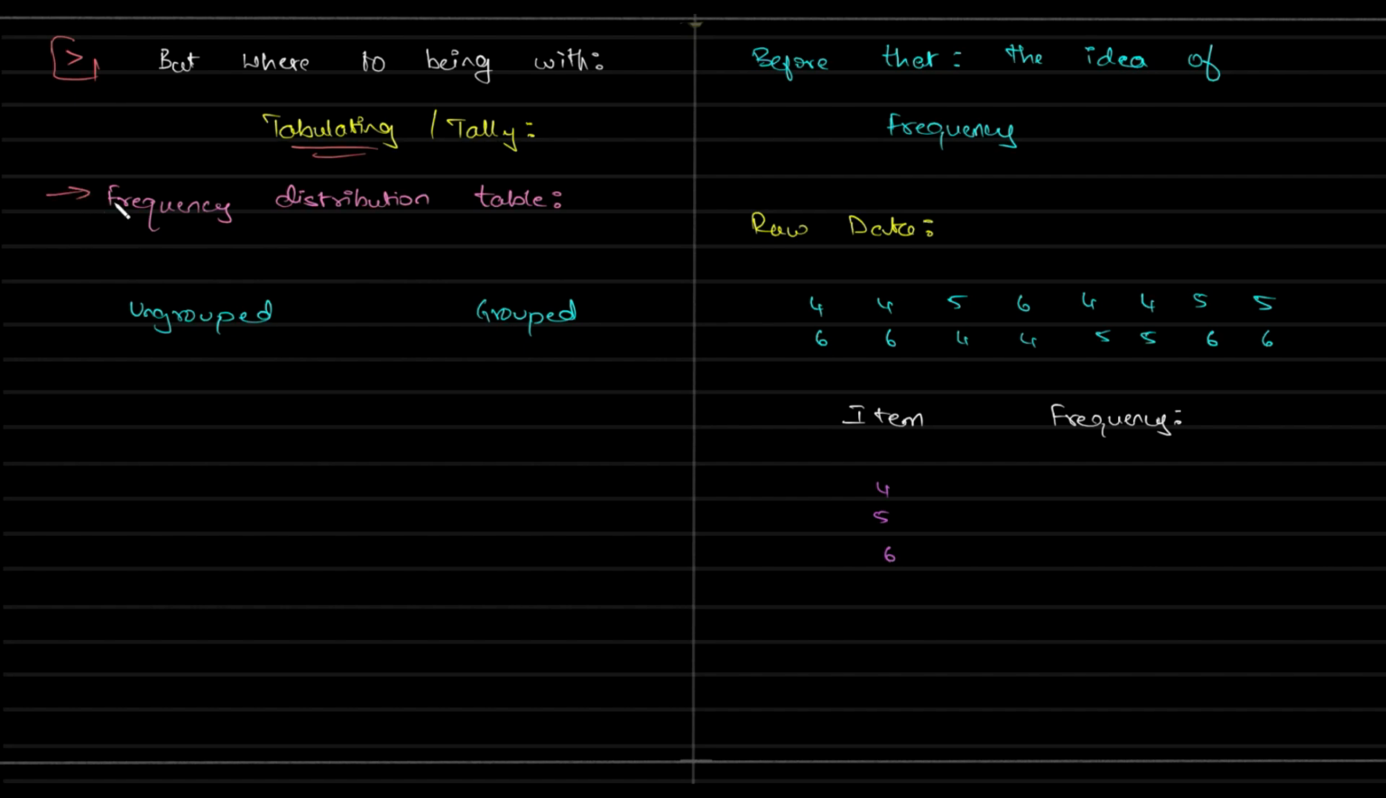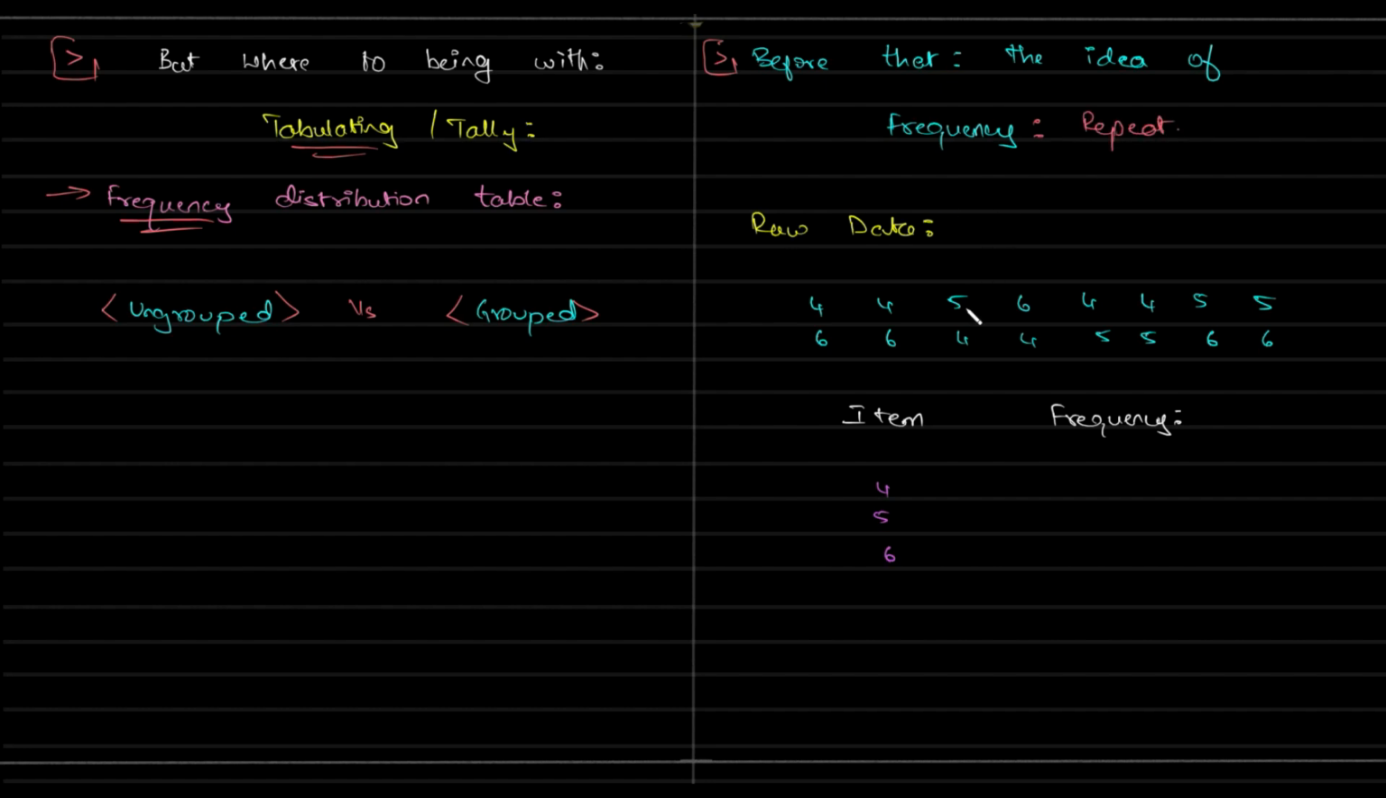So one of the versions of tabulating is the frequency distribution table. There are two versions under that, ungrouped and grouped. But we'll be looking into this later. First, we'll understand the heading, frequency. The word frequency is quite common. It's nothing but repetition, right?